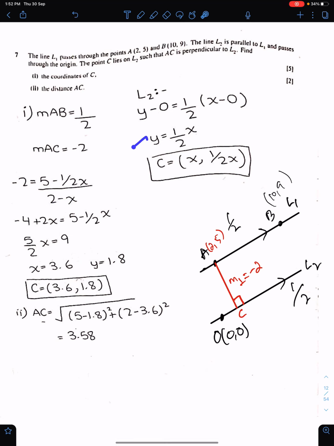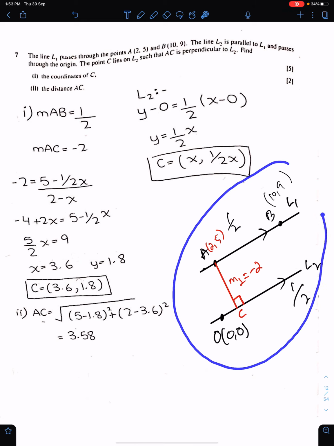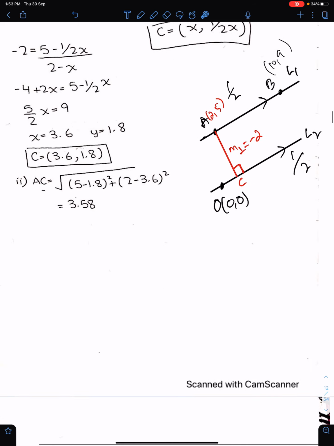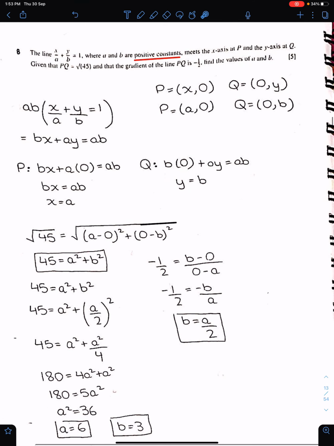By solving these two equations simultaneously, we can get the coordinates of C. Now we need distance AC, which is simple. By using distance formula, we can get the distance AC. See, this rough sketch helps us to solve this question. So try to make rough sketches. Next question.